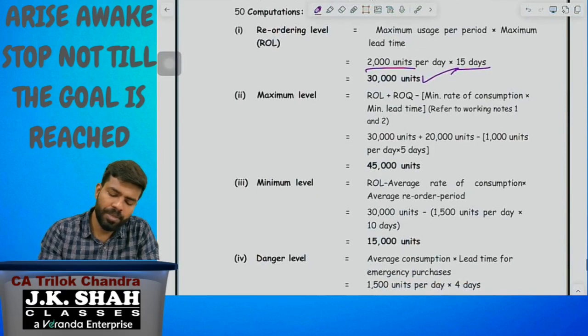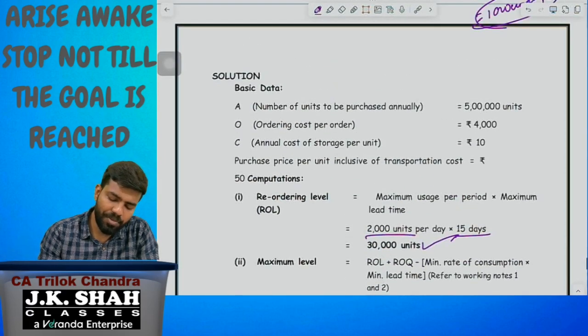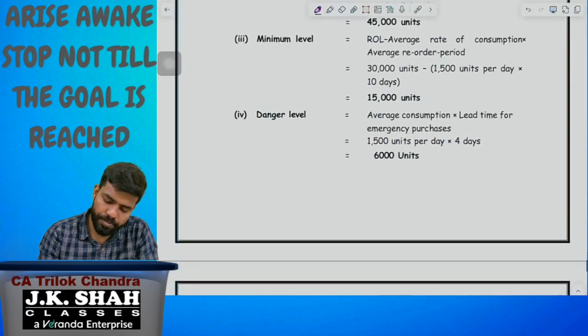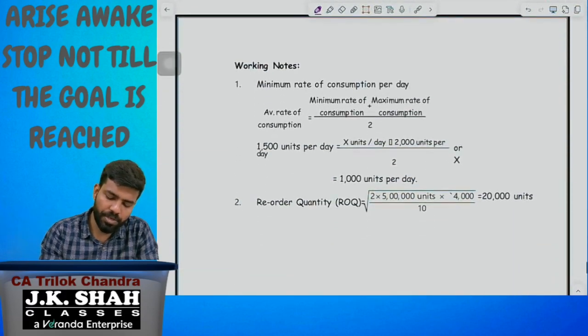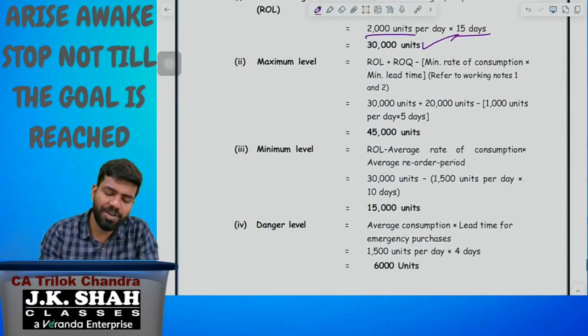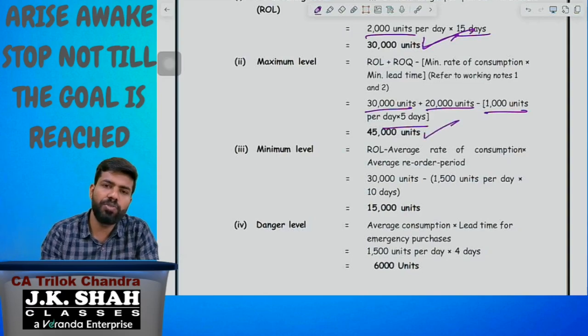Look at here. First they calculated EOQ in the working note. Here it is. Reorder quantity, EOQ, 20,000 units. Taking the same, they calculate the maximum level. Reorder level 30,000 units. Here we calculated reorder quantity 20,000. Minimum consumption into minimum lead time. So the net amount is 45,000 units.